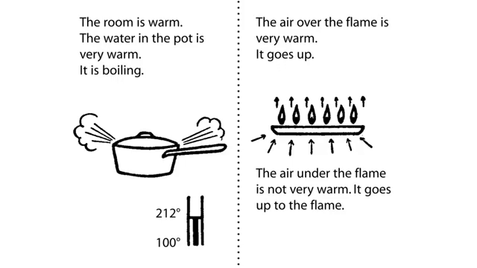The room is warm. The water in the pot is very warm. It is boiling. The air over the flame is very warm. It goes up. The air under the flame is not very warm. It goes up to the flame.